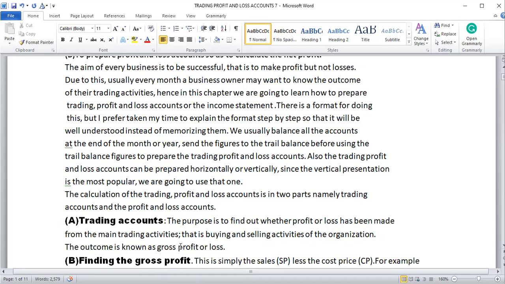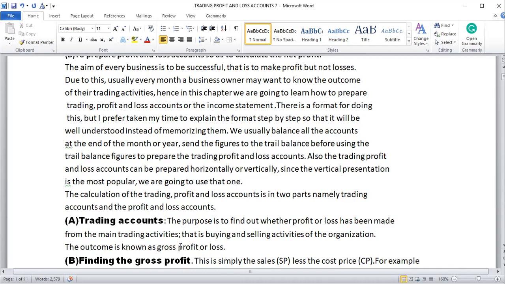So let me explain. The trading profit and loss account is in two parts. We have the trading activities and we have the profit and loss activities. All that I'm saying is that for the trading activities, you take the organization trading, buying and selling during the period. Then when you do that, at the end of the day, you arrive at what? The profit or loss. Then after getting the profit or loss, we go over to the second step. That second step is you deduct all expenses from the profit or loss so that you get what?